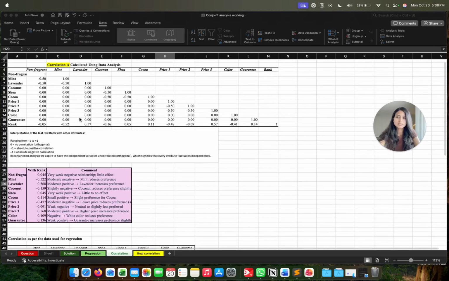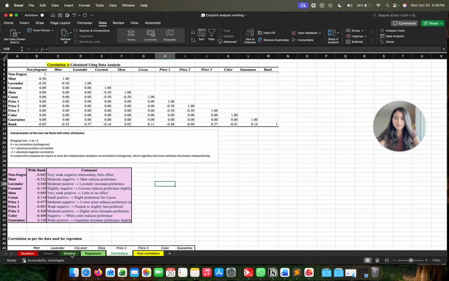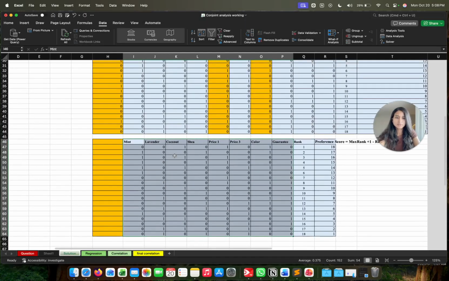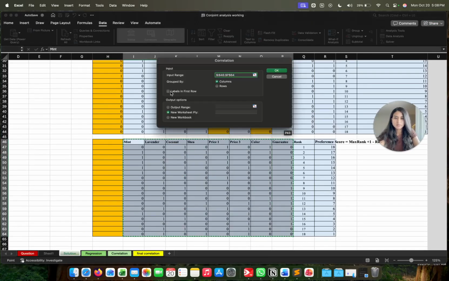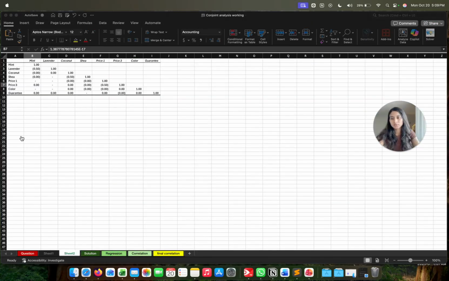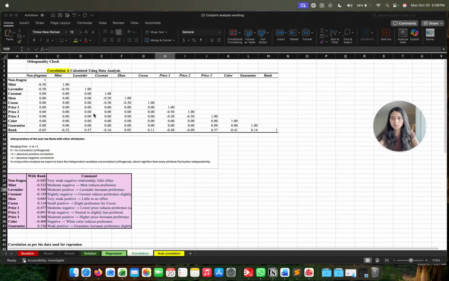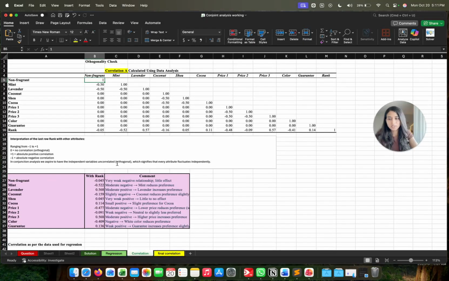So for the orthogonality test, we have to do a correlation of the data that we are given. So we're going to take the data that we have used for regression, where we had used these dummy variables that we created. So this is the correlation analysis that we got using the Excel formula correlation in the orthogonality test based on correlation.